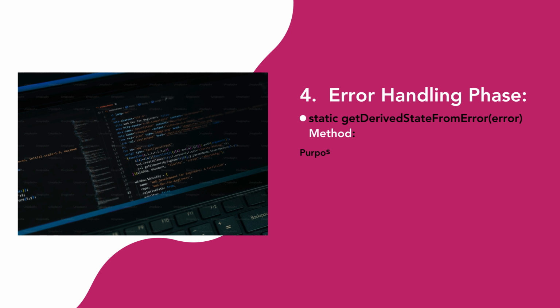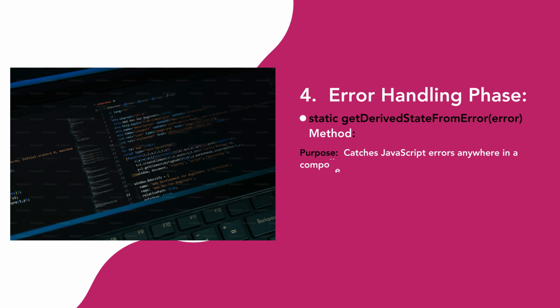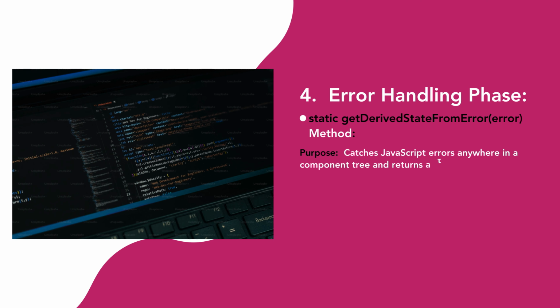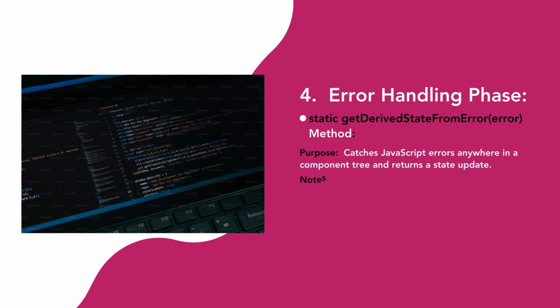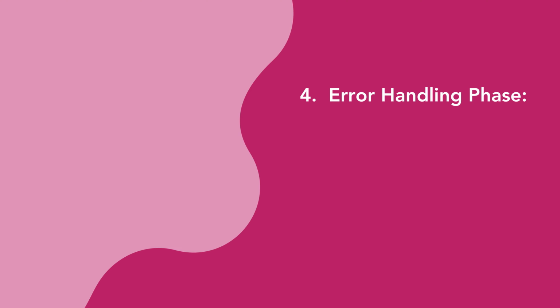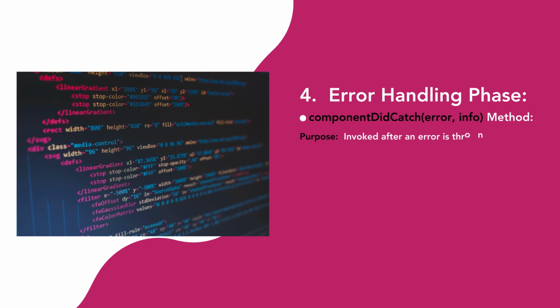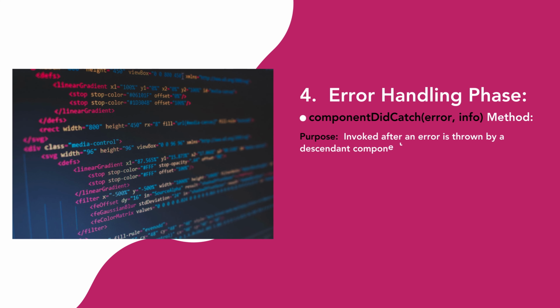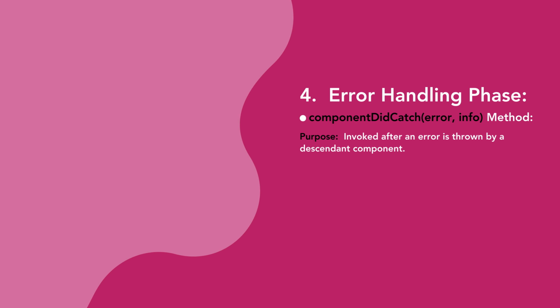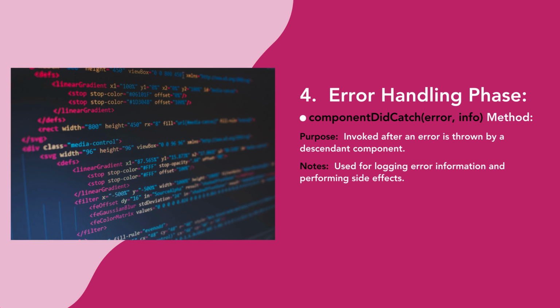Error handling phase. static getDerivedStateFromError method. Purpose: catches JavaScript errors anywhere in a component tree and returns a state update. Notes: used to render a fallback UI after an error occurs. componentDidCatch(error, info) method. Purpose: invoked after an error is thrown by a descendant component. Notes: used for logging error information and performing side effects.